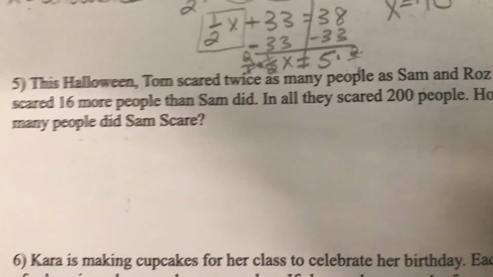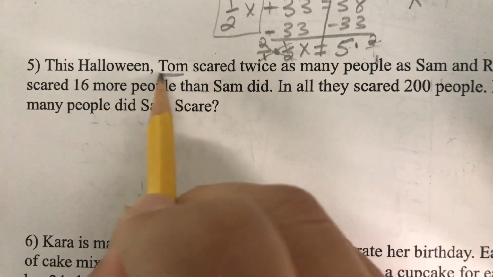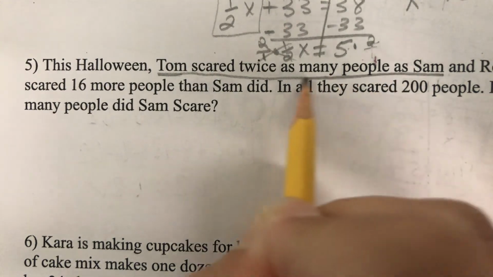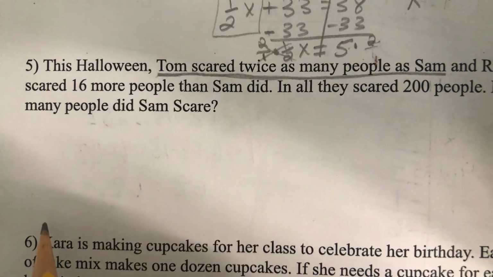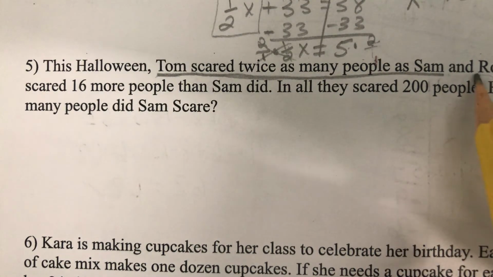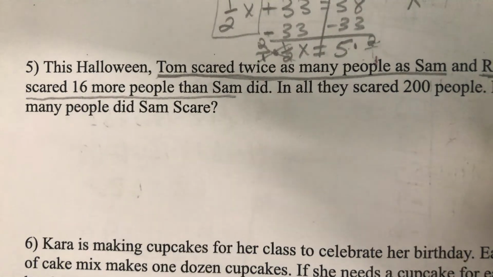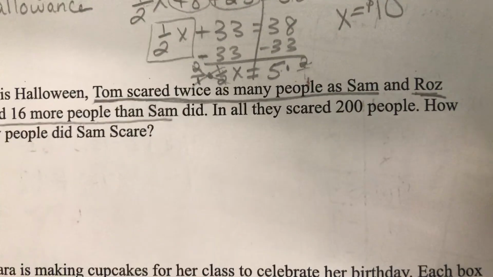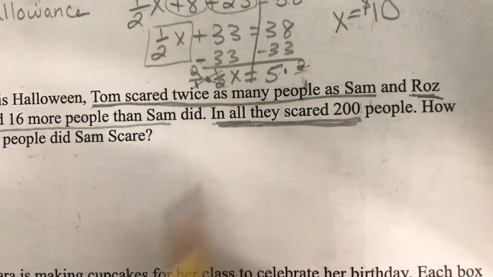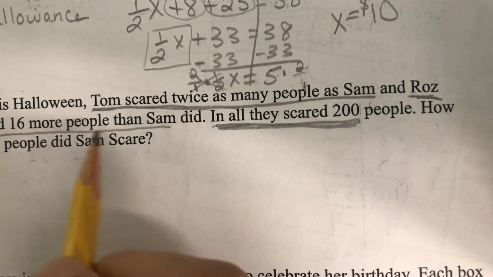Ooh, that's a lot. So, let's underline some important stuff. Tom scared twice as many as Sam. So we do have to keep track of Tom and Sam and Roz. Roz scared 16 more than Sam. In all, they scared 200 people. And then our question, how many people did Sam scare?